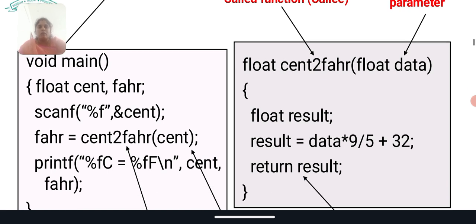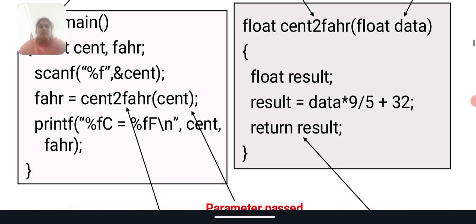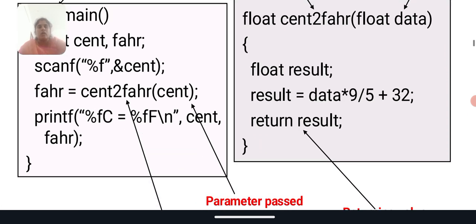This is the main program, that is void main. Here I am creating two variables, named cent and fahr, the Fahrenheit, which are going to hold values of float data type. I am getting the value from the user. Now I am going to convert the given value into Fahrenheit. For that I have written one code, cent to Fahrenheit. I am passing the cent data to the function and it is going to perform the conversion to Fahrenheit.